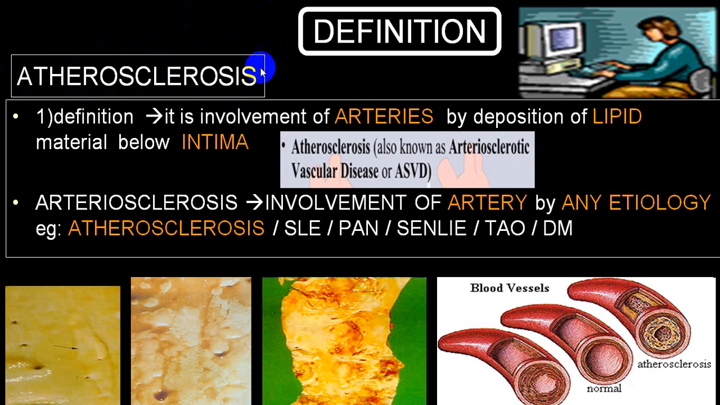Whenever you say atherosclerosis, it means involvement of the artery by deposition of lipid material below the intima, while arteriosclerosis is involvement of the artery by any etiology, but the most common etiology is atherosclerosis. It can be involvement by SLE, that is systemic lupus erythematosus, or periarteritis nodosa, or senile changes, or TAO, which we call Buerger's disease, that is thromboangiitis obliterans. And one of the most common diseases you will face in your everyday practice is diabetes mellitus.